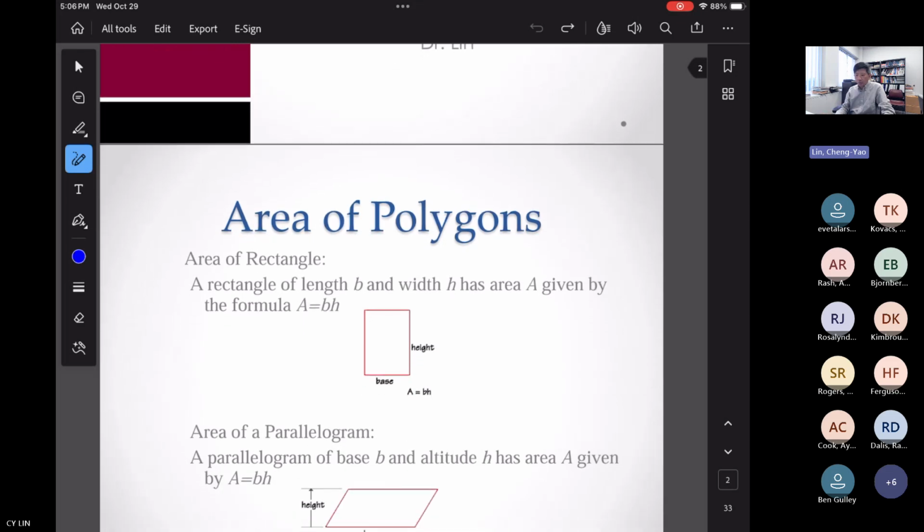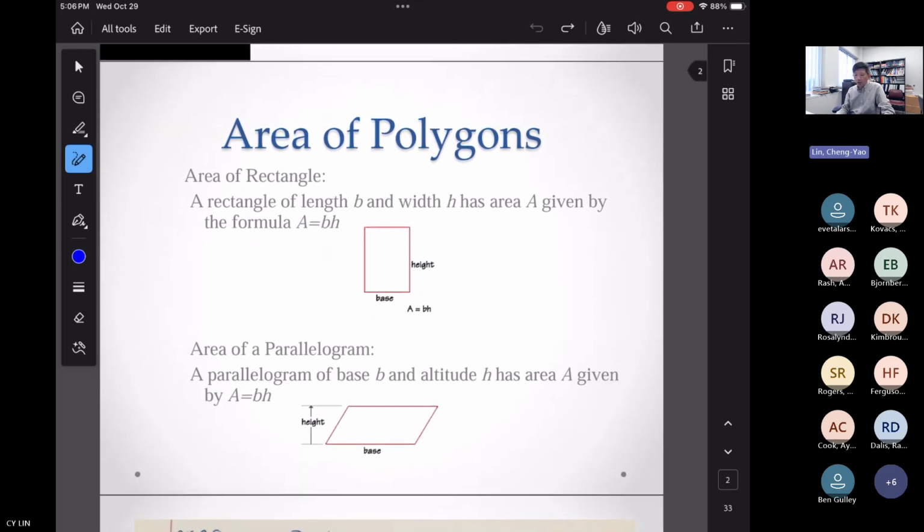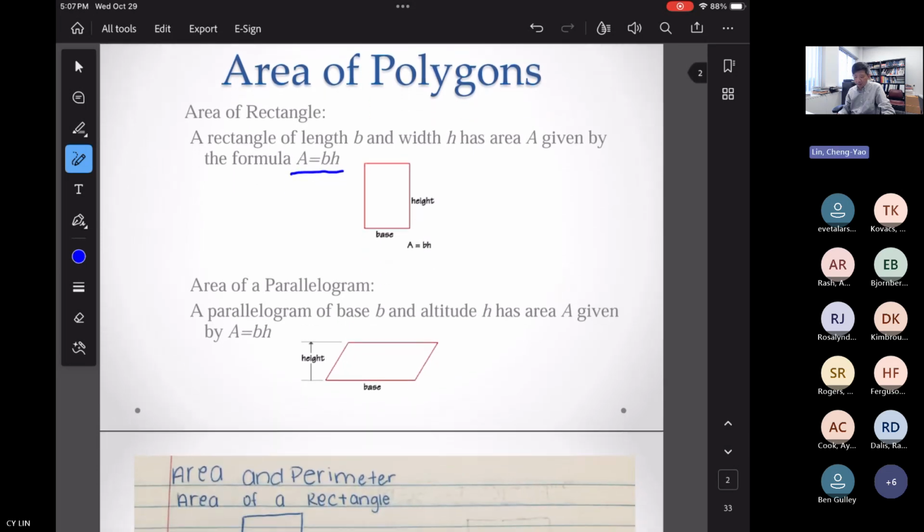Okay. So area of polygon. Here are two formulas. Area of a rectangle. So everybody familiar with this? A rectangle with length base and width height has area A given by the formula: area is base times height. Is everybody familiar with this? Yes or no? Yes. All right. So you just learn by memorizing the formula, right? Not by understanding, right?